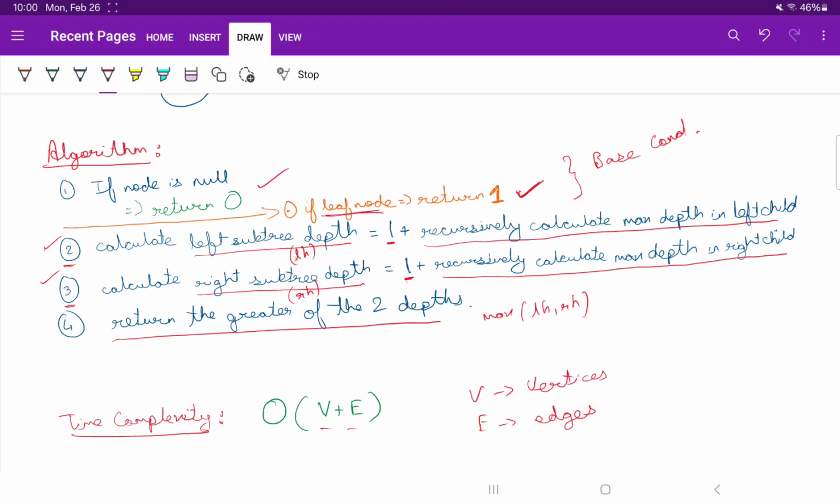I hope you guys understood the question and the algorithm via dry run, and also that the time complexity helped you understand this question very well.